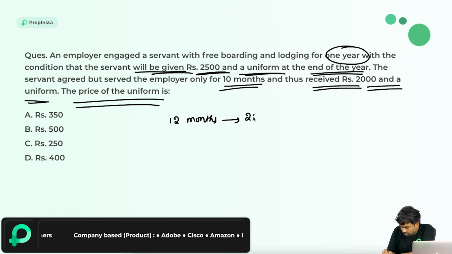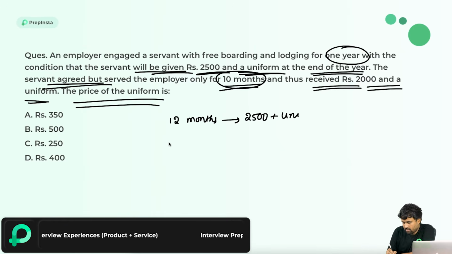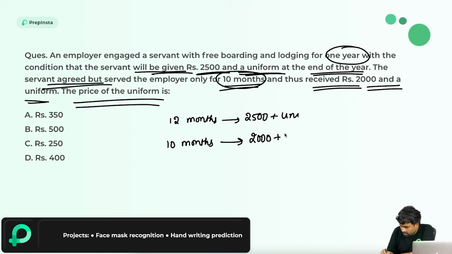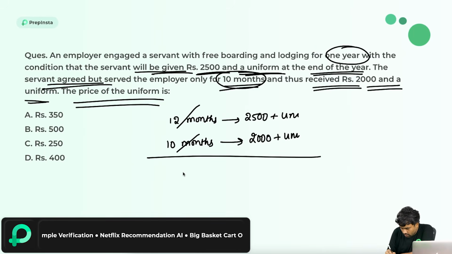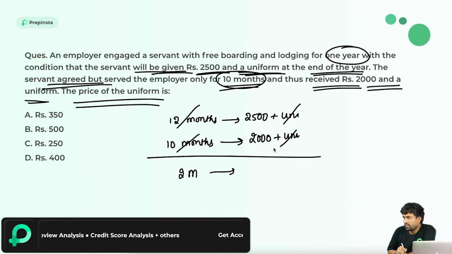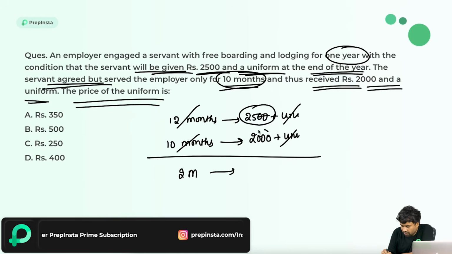he gets 2,500 rupees plus 1 uniform. But at the end of the agreement, he has served only 10 months, and he got 2,000 rupees plus 1 uniform, right? So if you take the difference of these, 2 months are left and the uniform got cancelled. So if you see, zeros got subtracted, right? Not a division. Subtraction means the difference is 500.